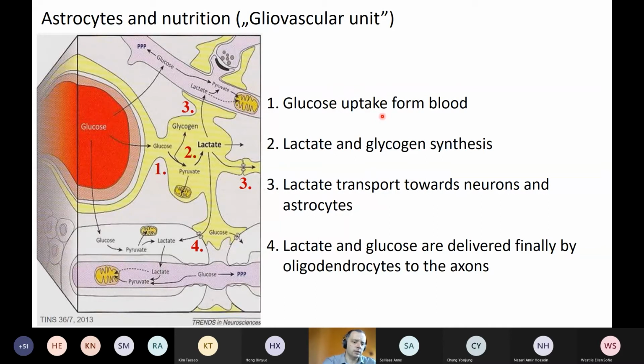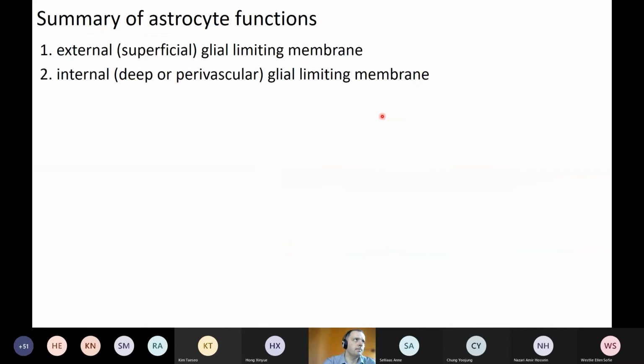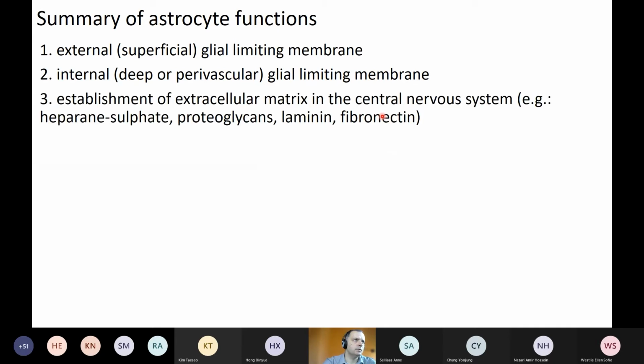So this is what I started with today, that we have the glial cells, we have the neurons, and indeed the neurons have the more important functions, but they can't do anything without the support of astrocytes and other glial cells. In this slide, I made a list about the functions. The limiting membranes I mentioned already, the nutrition I did also. What I didn't mention yet was the establishment of the extracellular matrix.